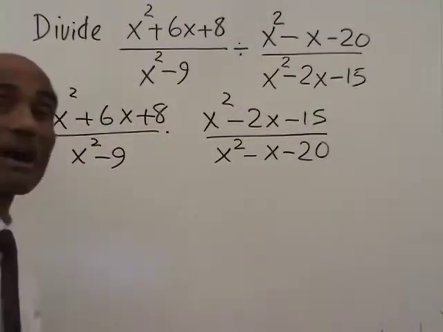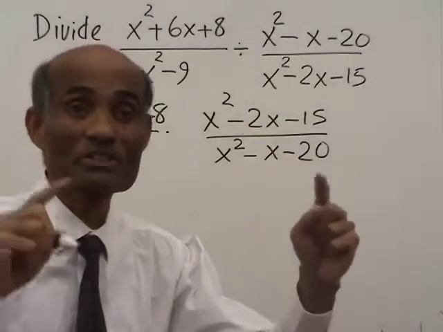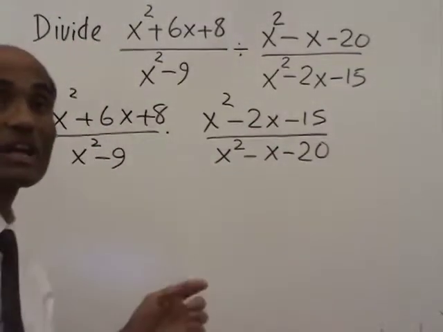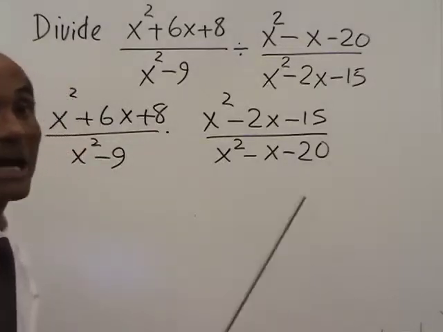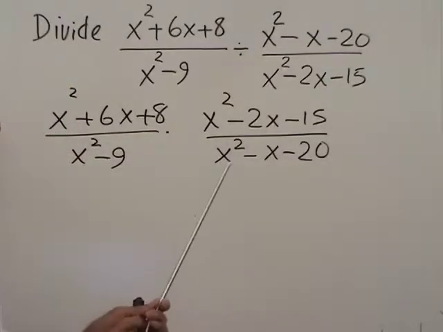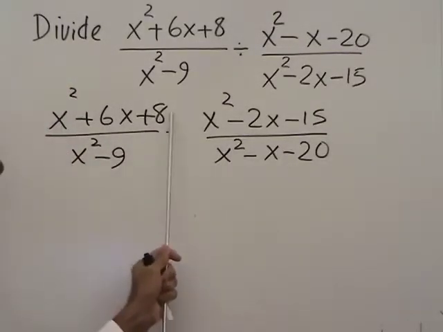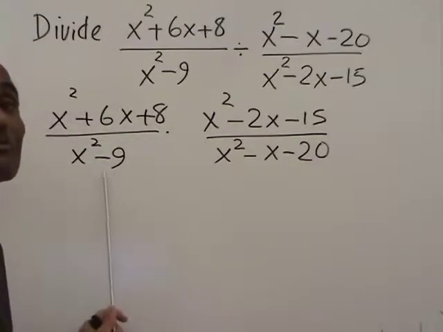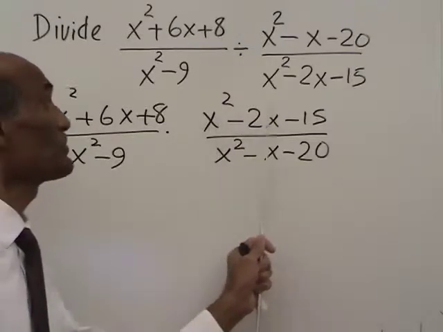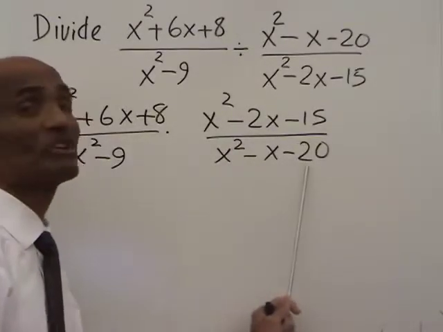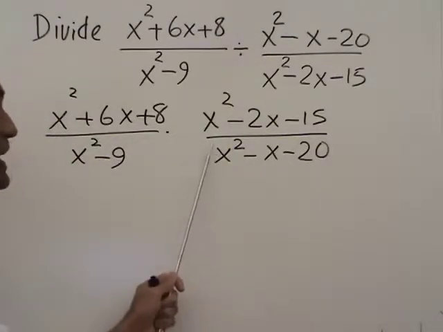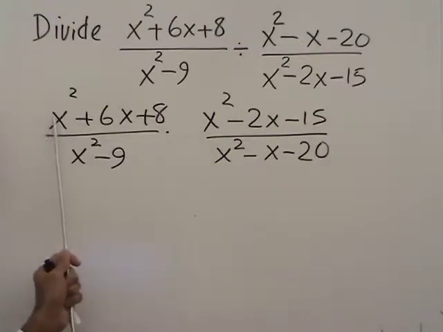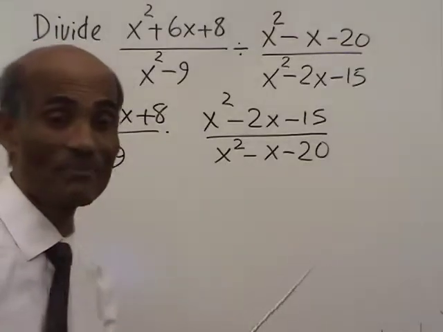Well, to simplify this now, you need to factor each of these. Now look at these carefully and identify the type of factoring you need to do. This is a trinomial. This is a difference of two squares. This is a trinomial. This is a trinomial. And all these trinomials are simple because the coefficient of x squared is 1.